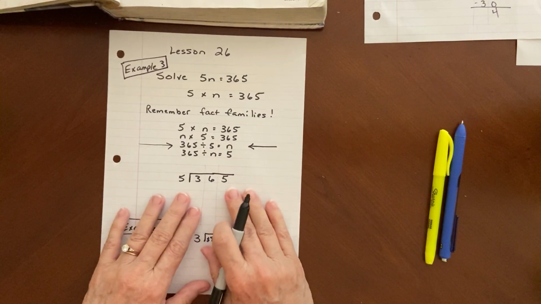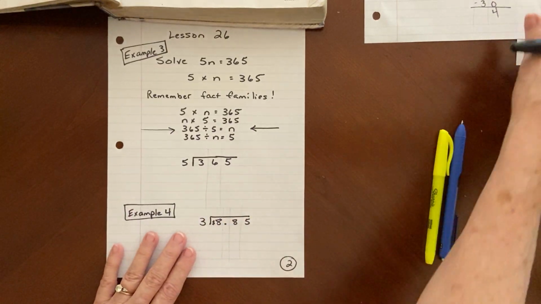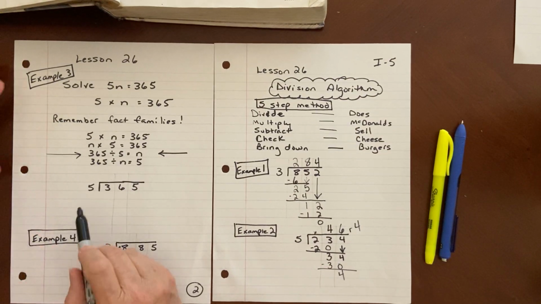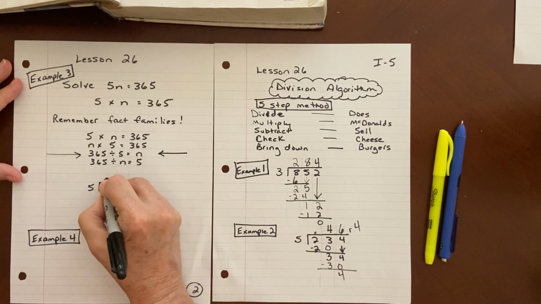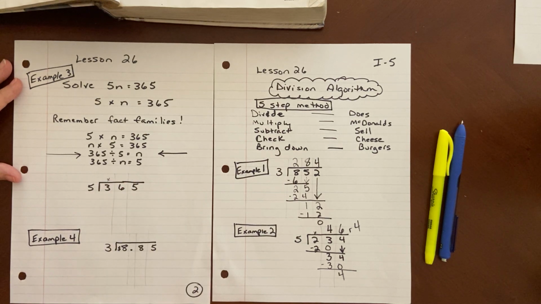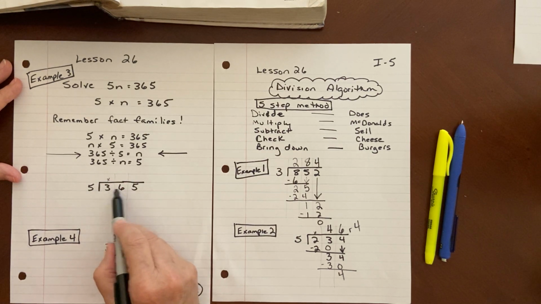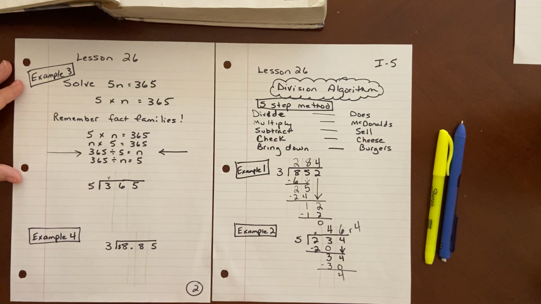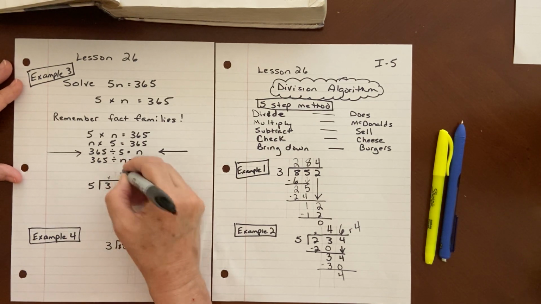Okay, so I'm going to write my problem down here. I'm going to use my same algorithm. Put it over here so you could see it. Will 5 go into 3? Nope, so I'm going to put a little x there. Will 5 go into 36? I'm going to keep moving over till I find something that it can go into. And yes, it will go 7 times.